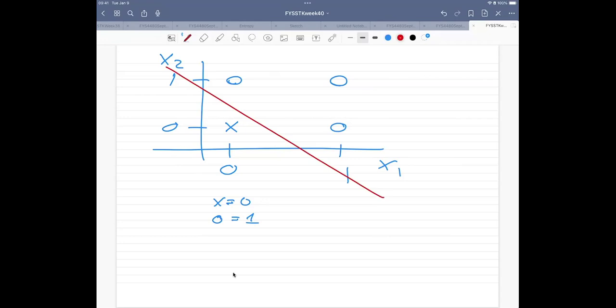And if I have that line, I could say that if the value is below the line here, then I give 0. If it's above, it gives 1. So I could make a simple model now.